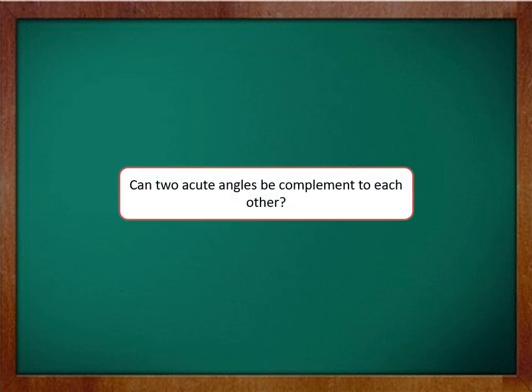Can two acute angles be complementary to each other? In the last example, we looked at two angles, 30 degrees and 60 degrees. Both were acute angles and their sum was equal to 90 degrees. Therefore, two acute angles can be complementary to each other.